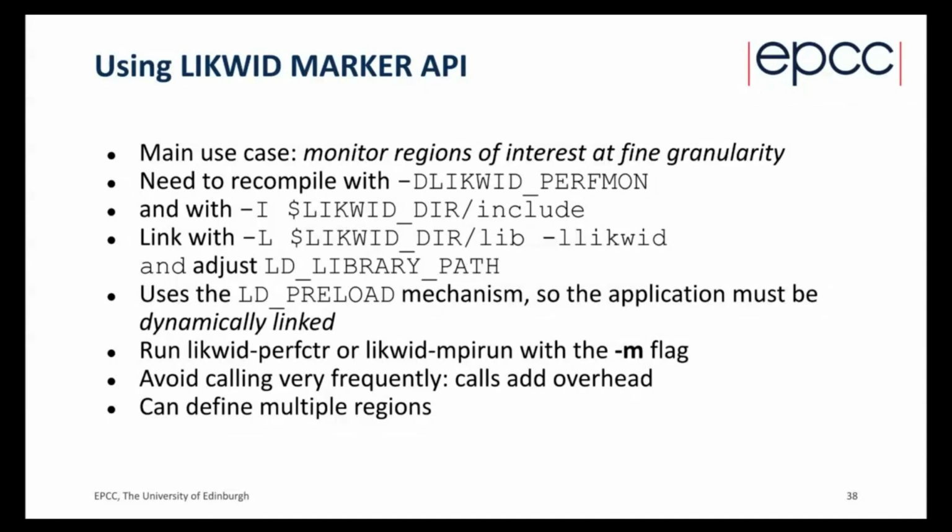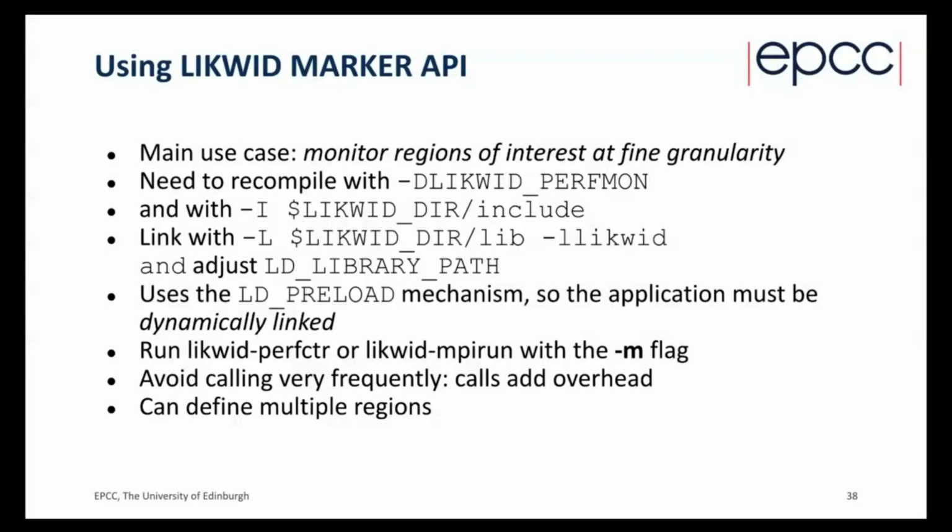And then we can run using LIKWID perfctr or likwid-mpirun with the -m flag to enable the Marker API. There's a caveat that we should avoid calling this in the very innermost hot loop regions, because each marker call is still associated with some added overhead over time. LIKWID uses hash tables to store performance counter data, which is fairly efficient, but if we really push it, then it will create overhead. So we need to be careful.